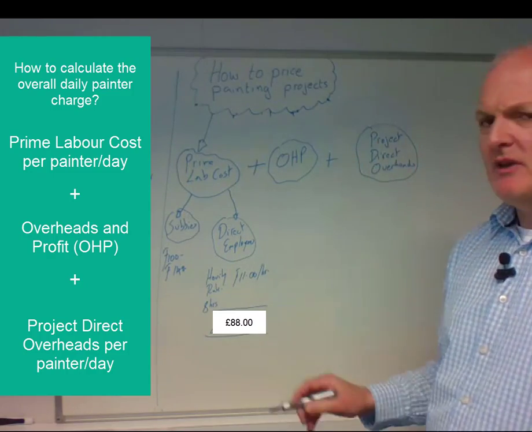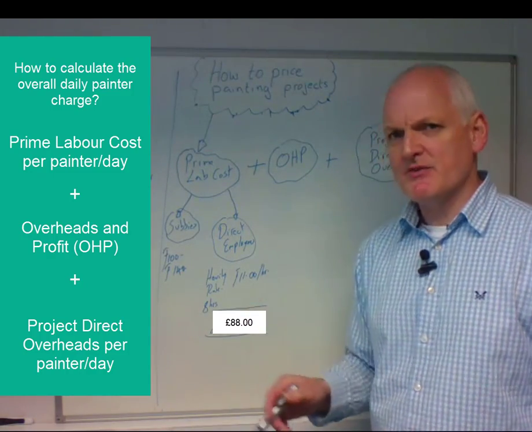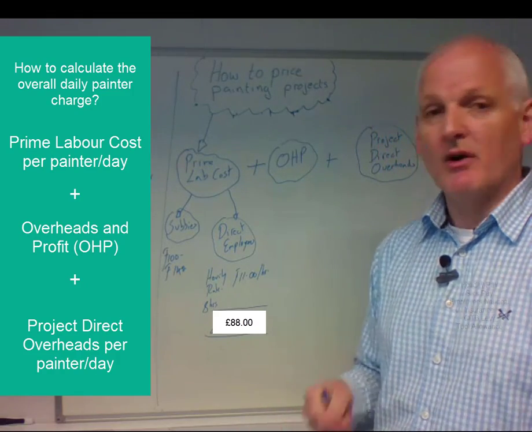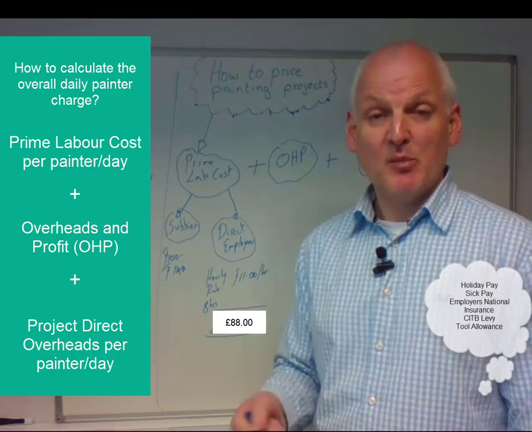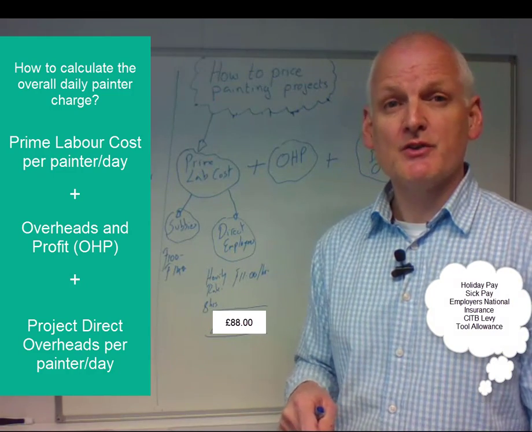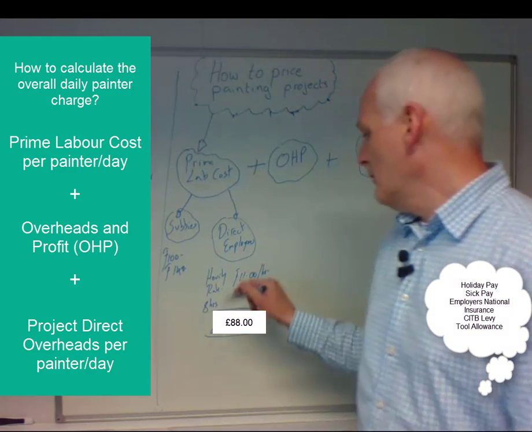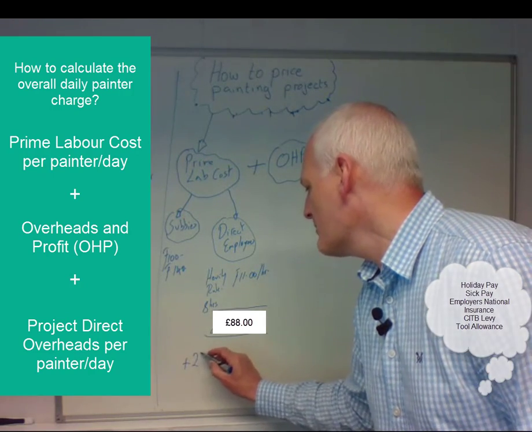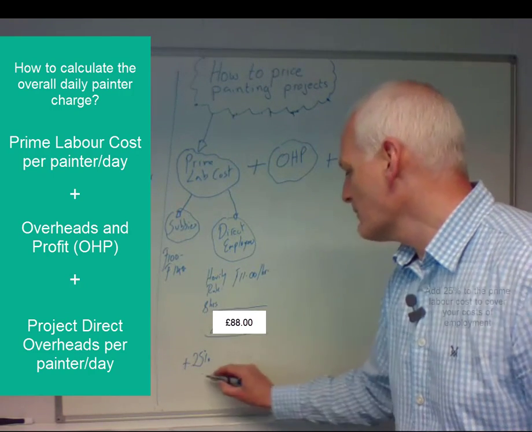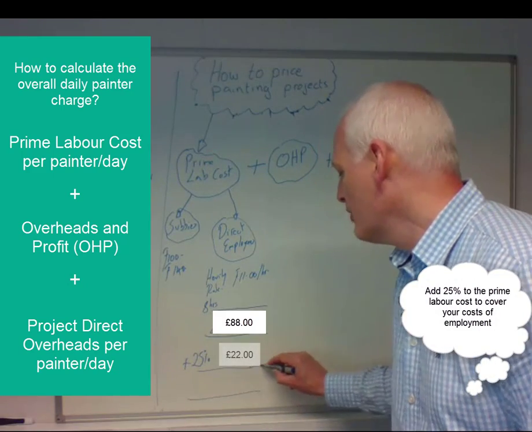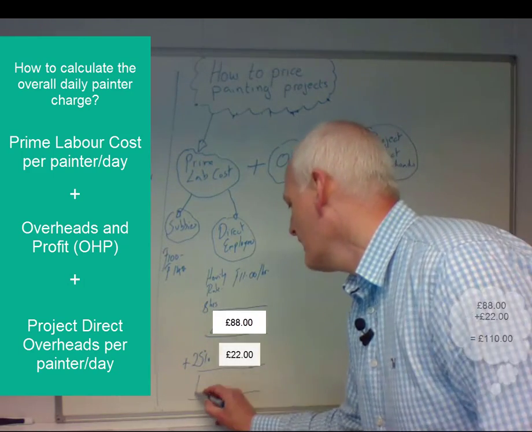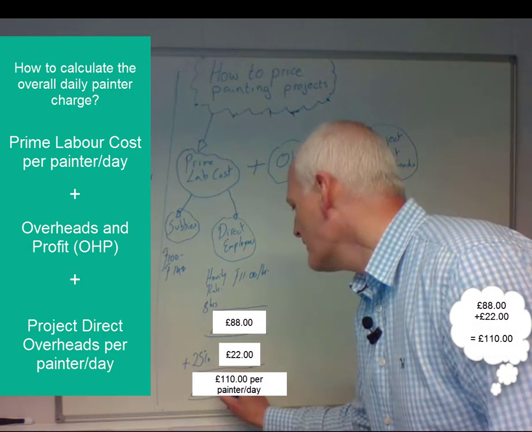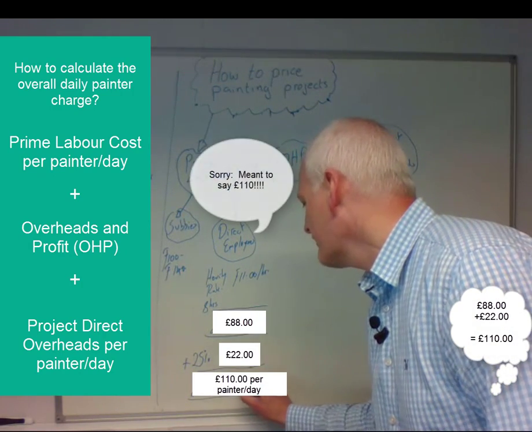But what you also need to add on to that is an allowance for the fact that as an employer, you are paying that employee for holiday pay, sick pay, you have a national insurance contribution to make as well. We need to include for all that. So if you add on 25% to this amount, it will cover all of those costs. So if we're adding 25% onto the 88, we will end up with a total of £116 per day.